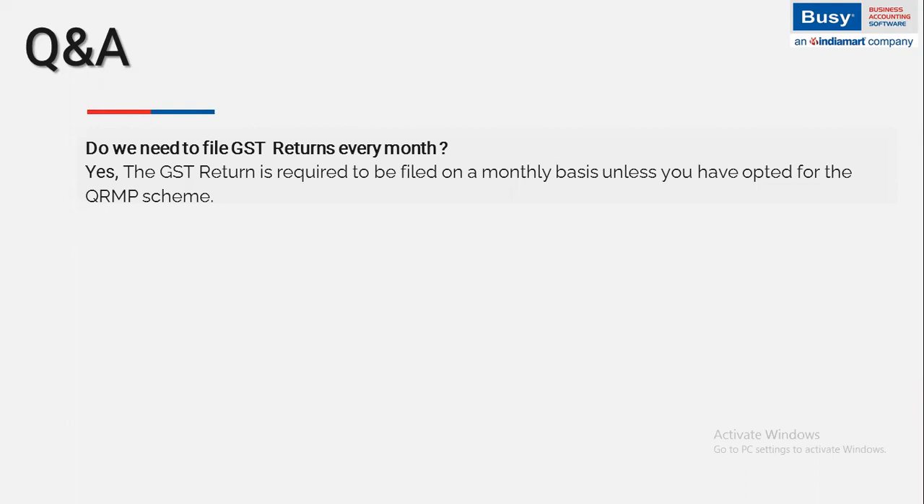Unless your turnover is below 5 lakh rupees, then you have the option to select the QRMP scheme. In that case, you can upload the GST return on a quarterly basis, but B2B invoices you should file on a monthly basis. That is called IFF returns. Okay, so this is very clear.